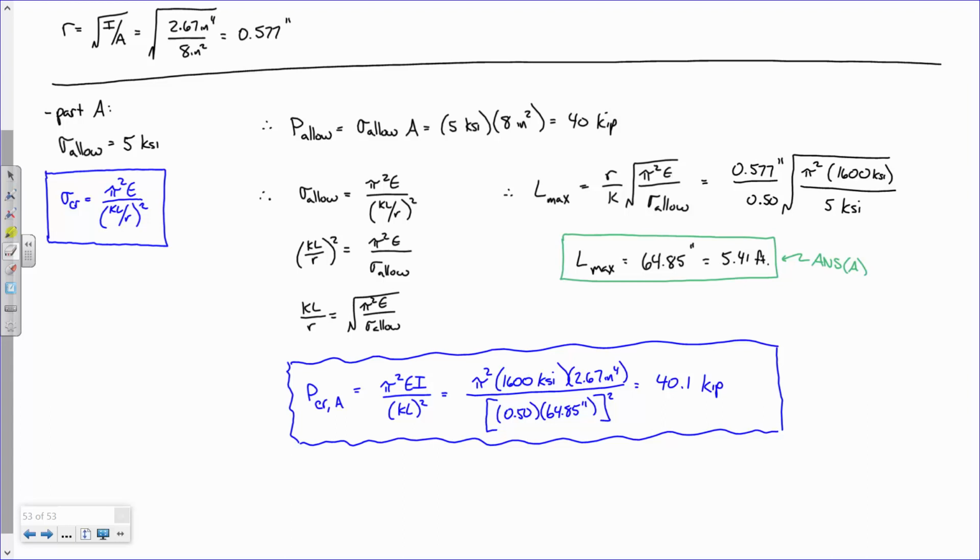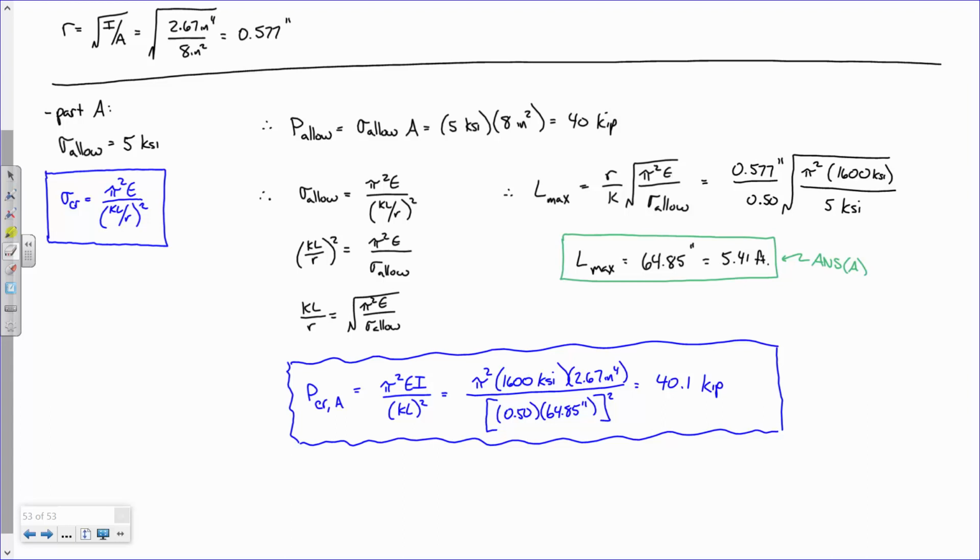Okay, this is what I propose. If this column gets longer, and I mean a lot longer, I propose it's going to buckle before it's going to crush. In other words, this column can only handle 5 KSI. So imagine, instead of this column being 5 feet, imagine if this column's like 5 inches tall. It's not going to buckle, right? I'm going to load it, load it, load it, and the wood is just going to crush at a load of about 40 kips. But if the column gets longer and longer and longer, it's going to buckle before it crushes. Does that kind of make sense?